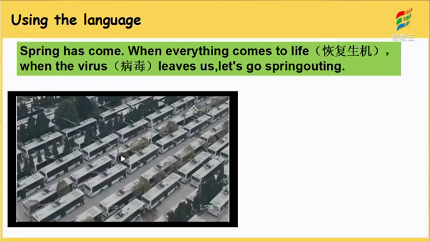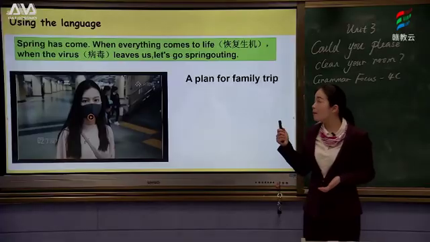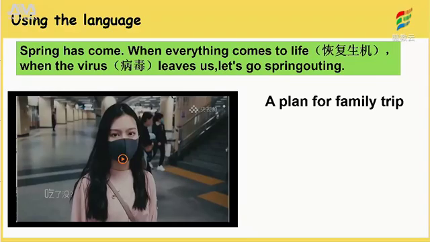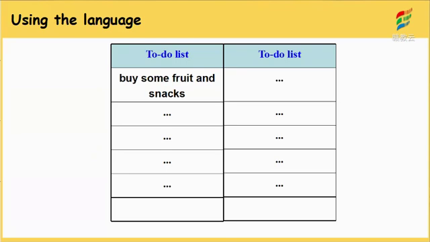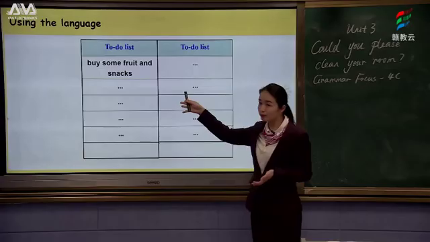So as we know, many Chinese, especially the people in Wuhan, have to stay at home to keep safe. And spring has come, when everything comes to life, when the virus leaves us. Let's go spring outing. Today, we are going to make a plan for a family trip. Okay, now first, let's make a list of things to do.